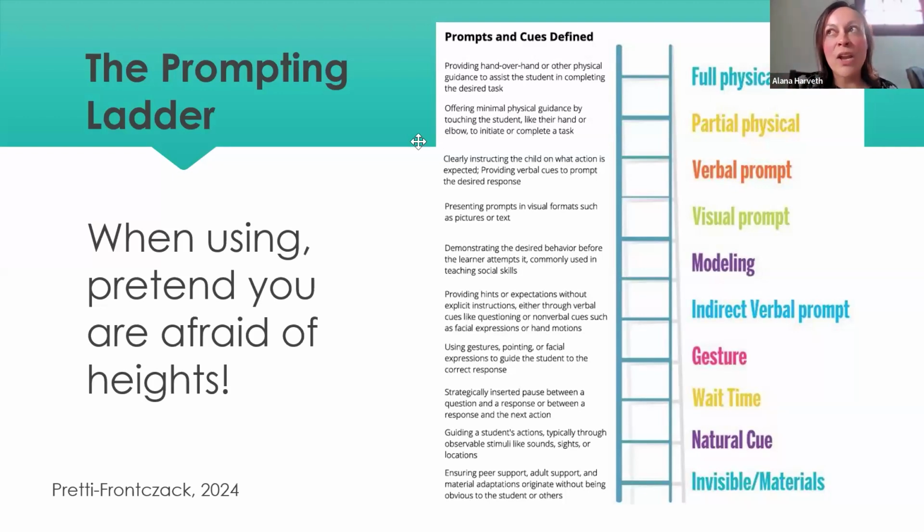Indirect verbal prompt, I'm going to say, okay, it's lunchtime. What do I need to eat with my rice? And then the student should be able to pick up the fork and start eating. A gesture would be me just pretend eating with no fork. Wait time is just me waiting to see what they do. When it's lunchtime and there's rice and a fork next to them, do they start on their own? And then natural cue would be all the other students are eating. I'm going to notice if my student notices that they're eating and starts eating too.